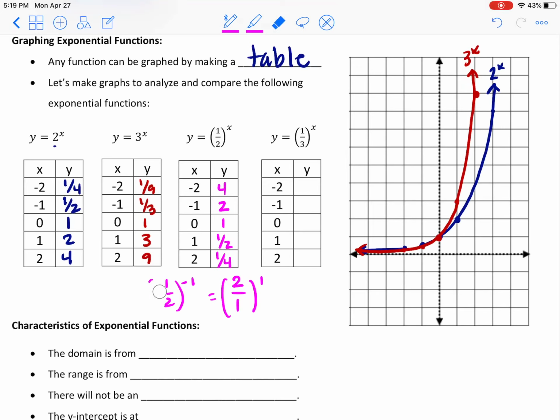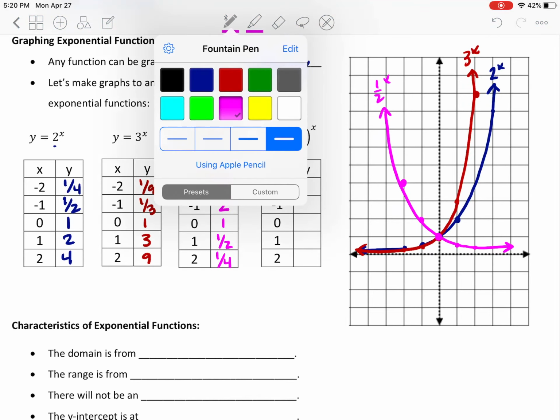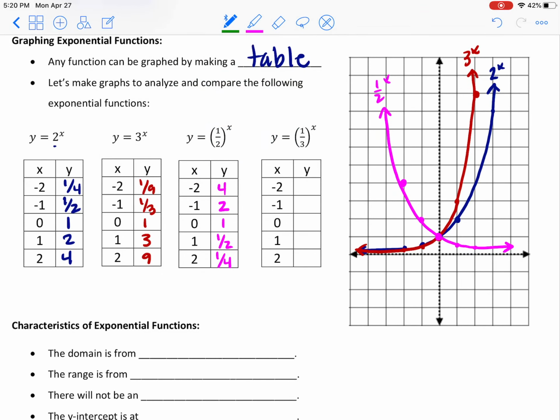So if we plot these points, what's happening? At negative 2, my graph is up to 4. Negative 1, I'm at 2. At 0, 1 again. And then I'm at a 1/2, and then I'm at a 1/4. So comparing these two, what's happening? Well, instead of my graph growing really fast, instead of multiplying by 2, now we're dividing by 2, and this graph is shrinking. So we have a graph that is going to be decreasing. And again, this side is going to continue to grow really fast. This is 1/2 to the x power.